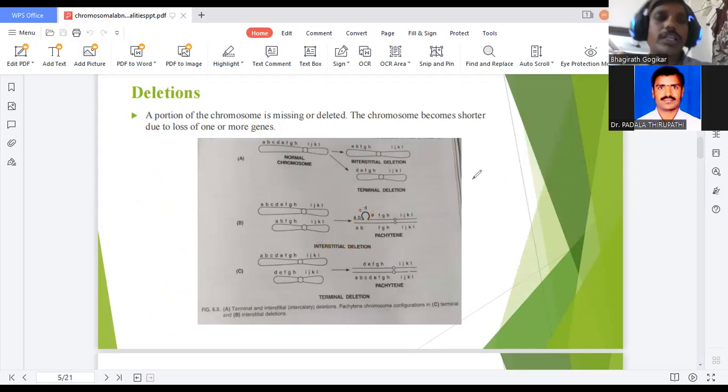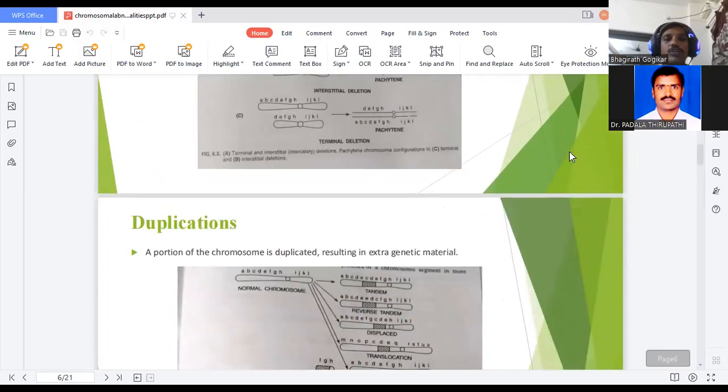Are you understood about deletion or deficiency? Yes, sir. Yes. Next, we can go for duplications.